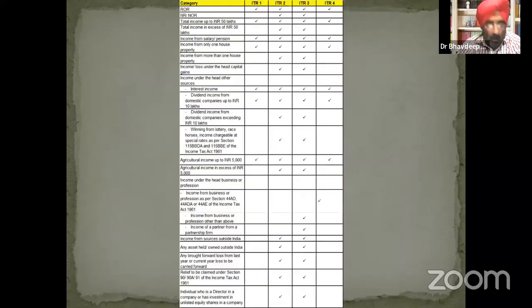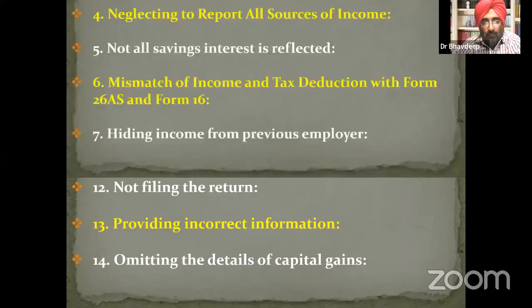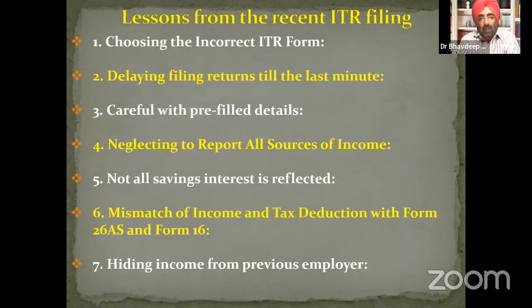Okay, let me now go back to the mistakes part. The number 1 mistake is choosing the incorrect form. You may be a clinician with only clinic income of less than 50 lakhs. You would believe ITR 4 है, 5-6 column है, सबसे simplest return है. But if you have any kind of gains in the form of shares, mutual funds, or property sold, you have to choose ITR 3.